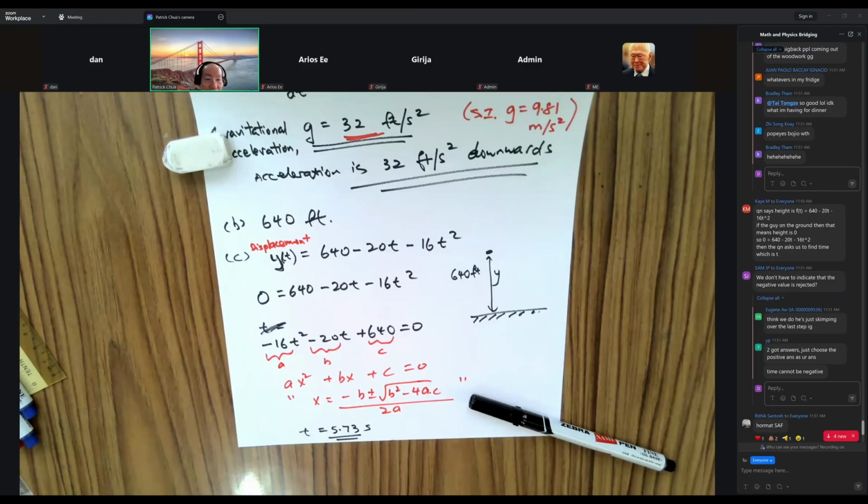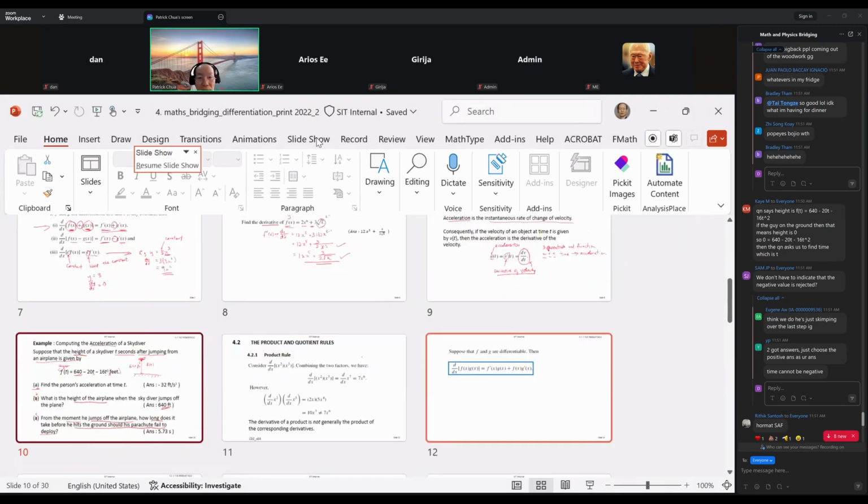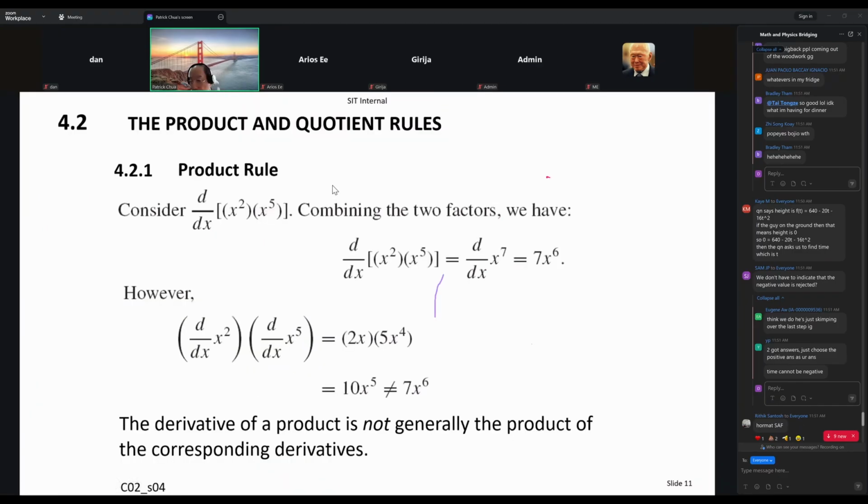Now okay. This one wrong. Okay. Can you see my slide? Okay, good. All right. Next one is the product rule. We still have a bit of time. Just let me cover this 1 or 2 slides. Then we call it a day.